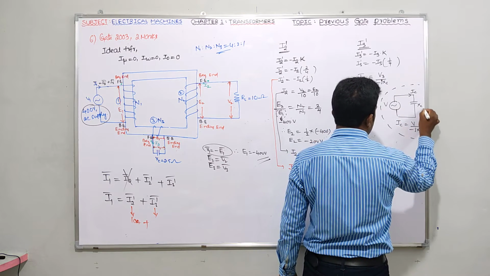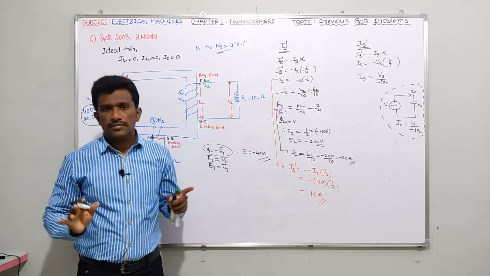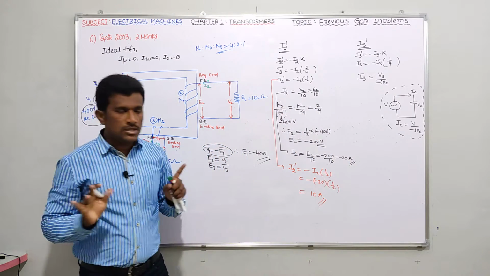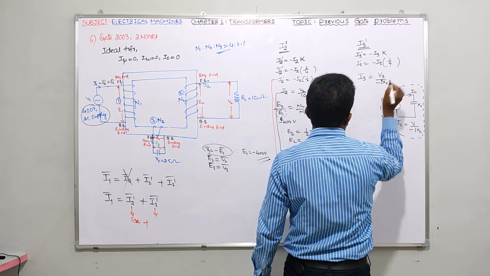Instead of taking minus JXC, if you take plus JXC, that option will also be available. That answer also will be available in your options, so please be careful. Now tell me, I3 equals V3 by minus JXC, no?